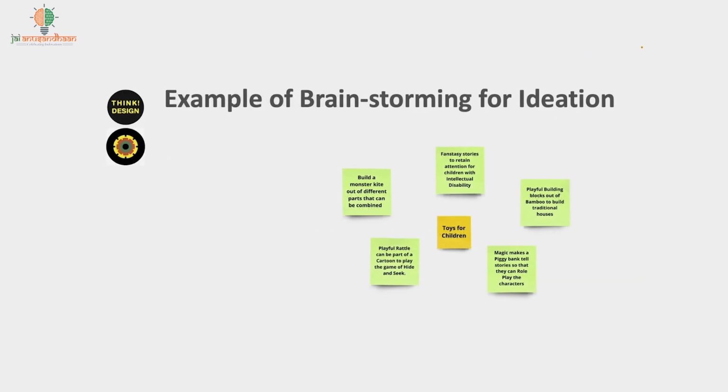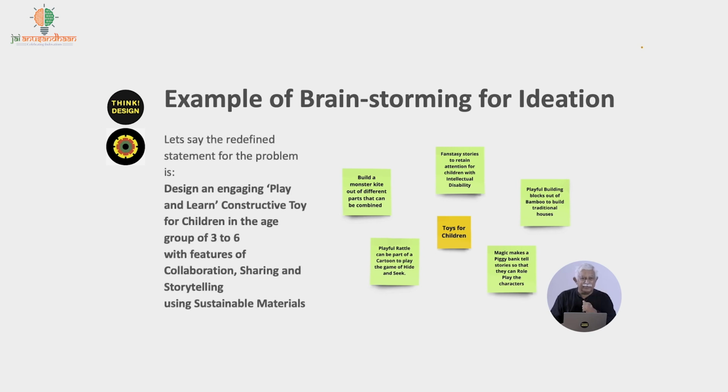Okay, so an example of brainstorming for ideation, using sticky notes. This is toys for children. You put it around you and generate as many ideas as possible. Design an engaging play and learn constructive toy for children in the age group of 3 to 6 with features of collaboration, sharing, and storytelling, using sustainable materials. So, this is the problem statement, and these are the ideas that you can generate. I can generate as many ideas as possible. Here there are just 5 of them. More than this is better.